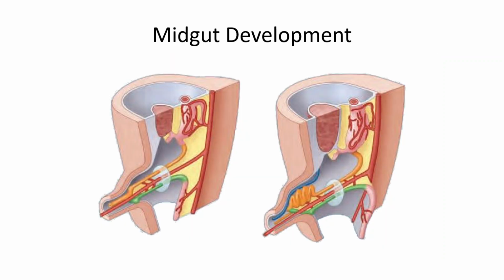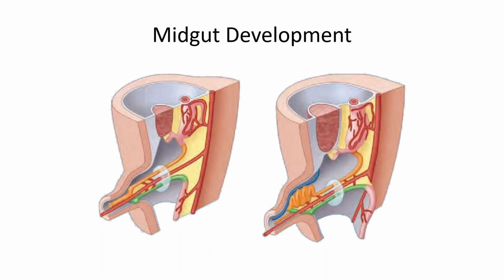The next developmental concept to discuss is elongation and rotation of the midgut. At around 6 weeks of gestation, the midgut starts to elongate. The abdomen is not large enough to accommodate this lengthening, so the midgut protrudes through the umbilicus, with the proximal portion of the tube lying superior to the distal portion.